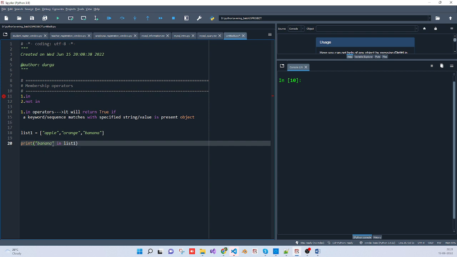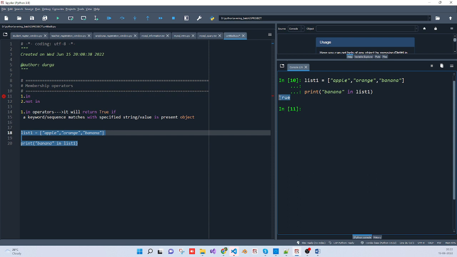In that case we are checking banana in list one. Now observe the output. True. Why? Because banana already exists in the particular list. So we are asking whether banana is in the list or not.